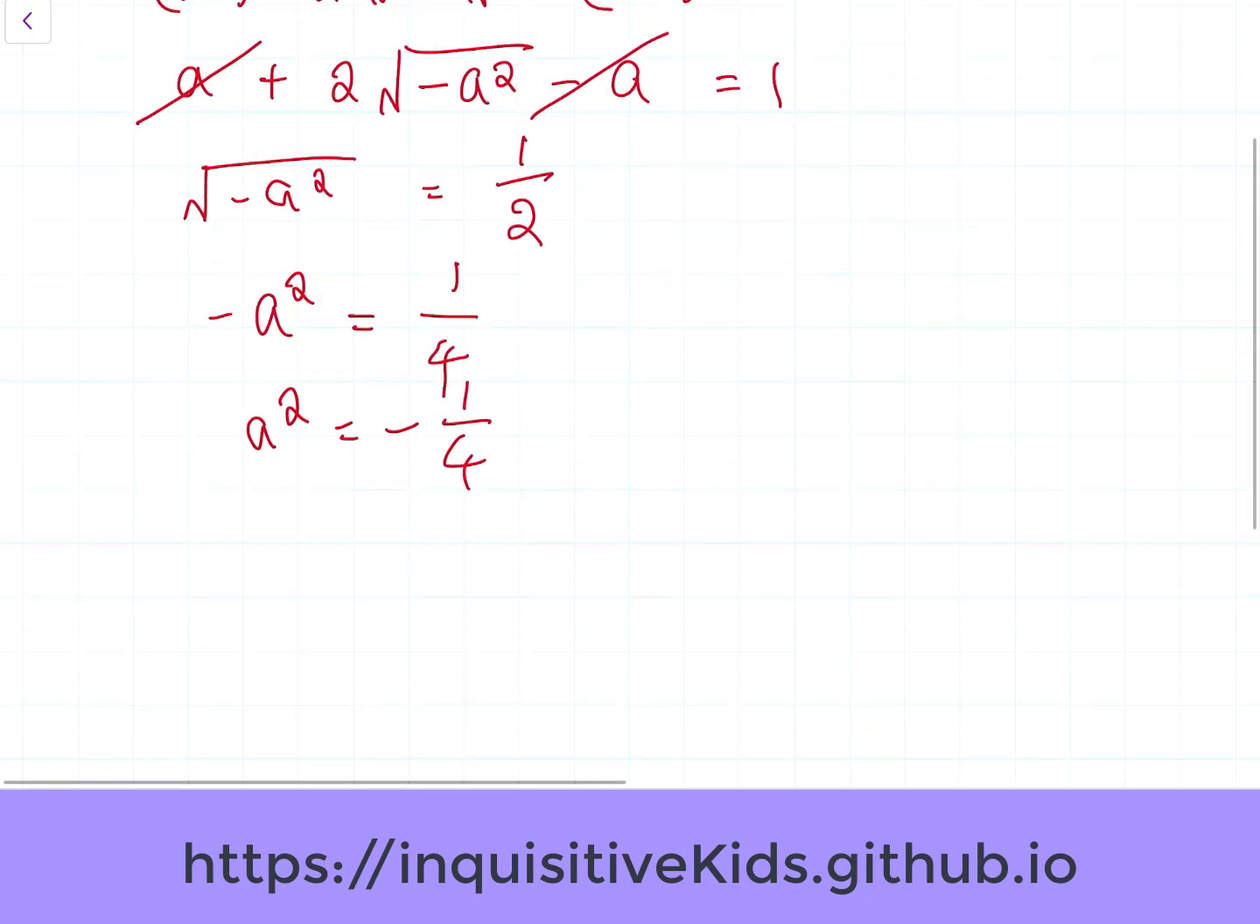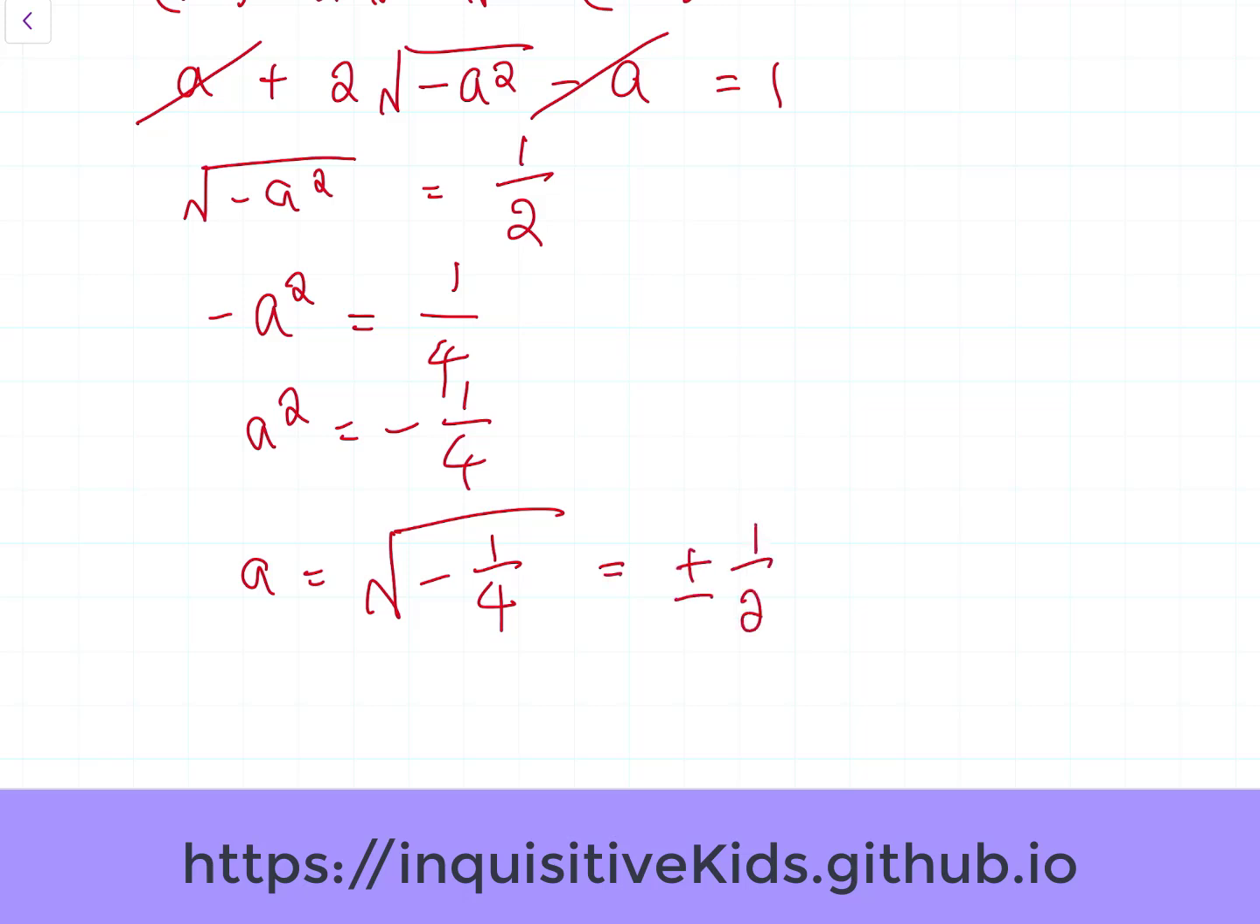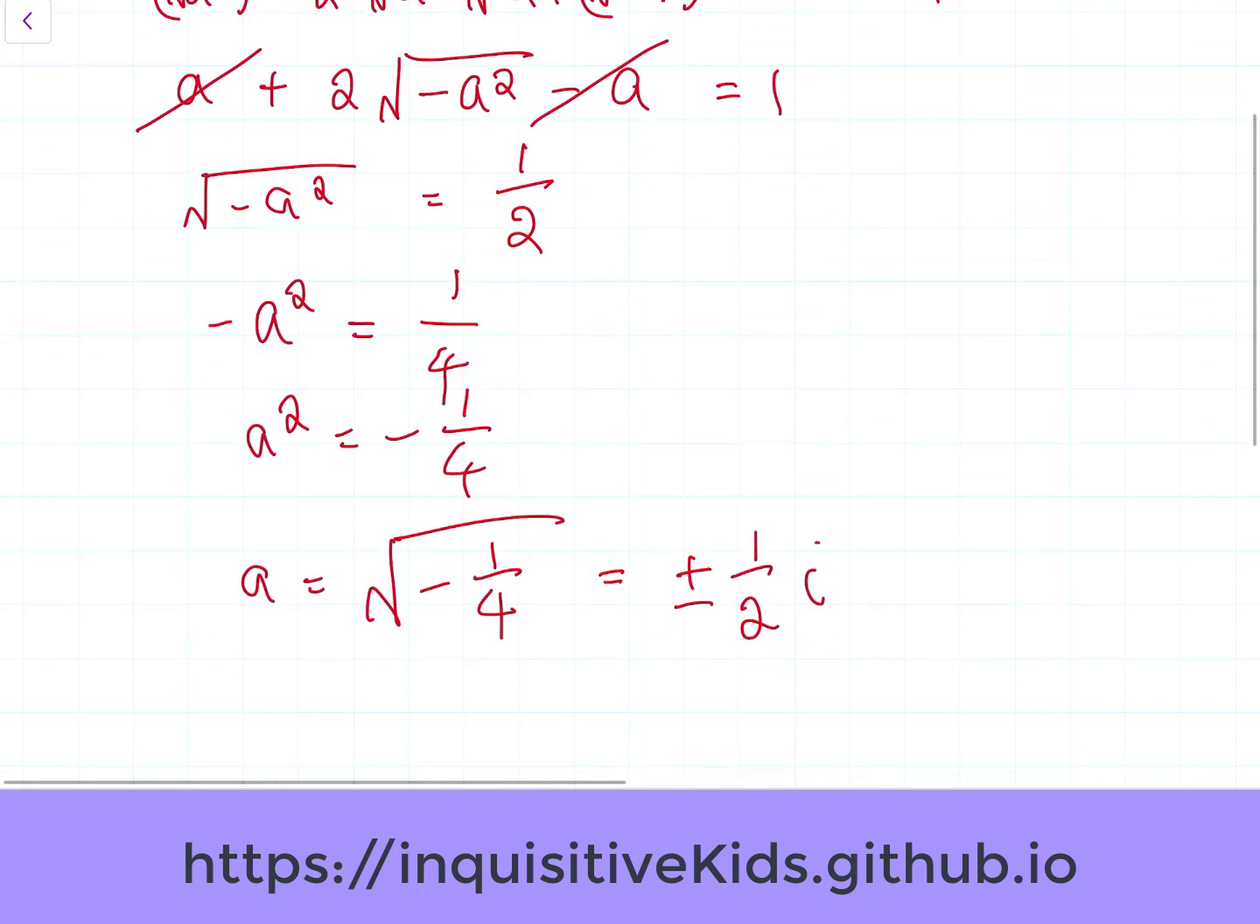Now, because of this, if we took the square root of both sides, so a is equal to the square root of negative 1/4, then a is equal to positive or negative 1/2 i. Because remember, i is the imaginary number. i is equal to the square root of negative 1. So we can just factor out i in order to show that this is not a real number. In the end, our answer is a is equal to positive or negative 1/2 i.